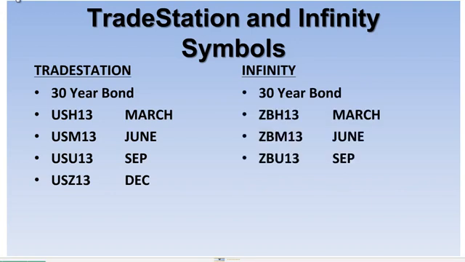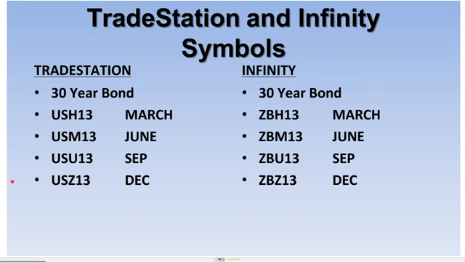All right, so these are the acronyms for the different contracts. For TradeStation, you'd go US H13. US is the product code, H is the month, and 13 is the year. So right now you should be trading the US Z13. If you clear through Infinity, it's a different symbol. It's ZB Z13. Who do you clear through? Tell me, what are the brokerage firms that you clear through in here?